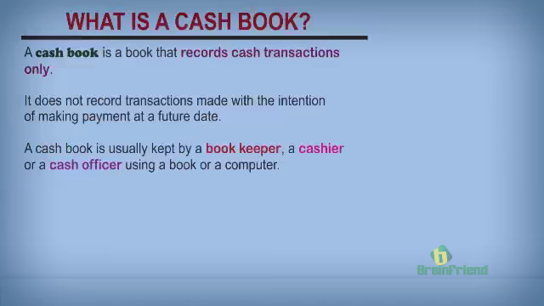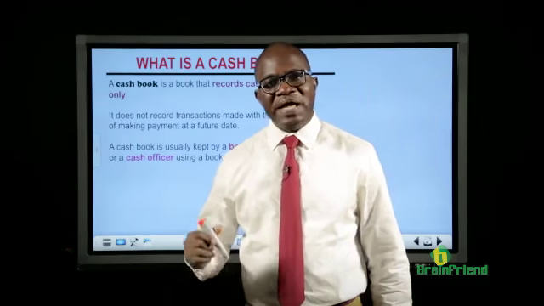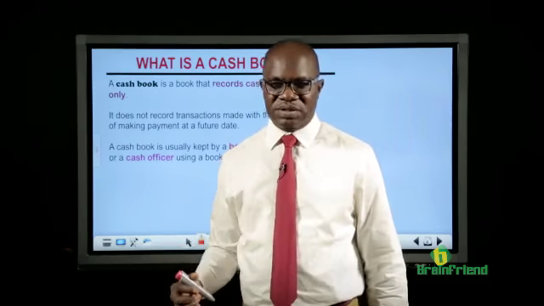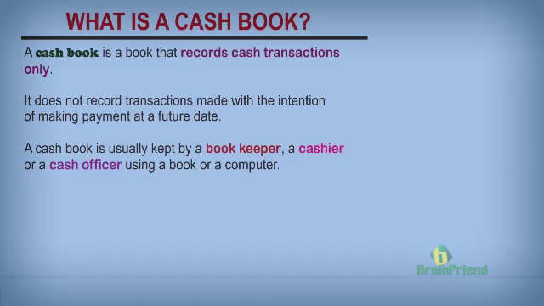What then is a cash book? You see, from the illustration just mentioned, when you make payment for items bought, someone at the seller's office or from the supermarket or superstore records what you have bought and what you have paid. A document where payment made is recorded is called a cash book.